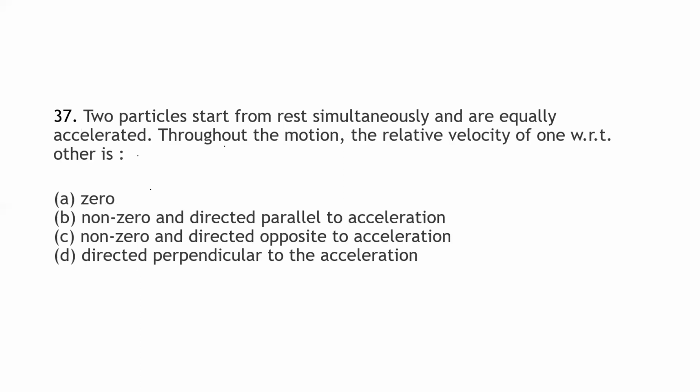The next question. Two particles start from rest simultaneously and are equally accelerated throughout the motion. The relative velocity of one with respect to the other is given by VA minus VB. Options are zero, non-zero and directed parallel to acceleration, non-zero and directed opposite to acceleration, directed perpendicular to the acceleration. So it is zero.